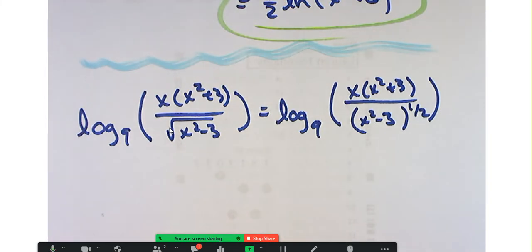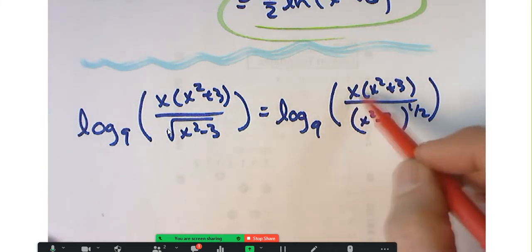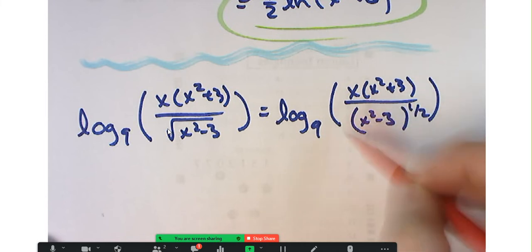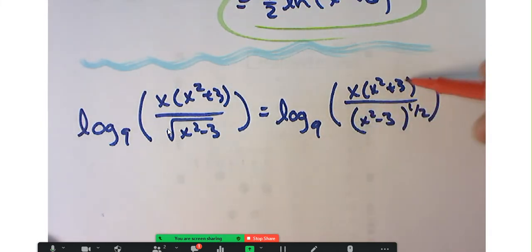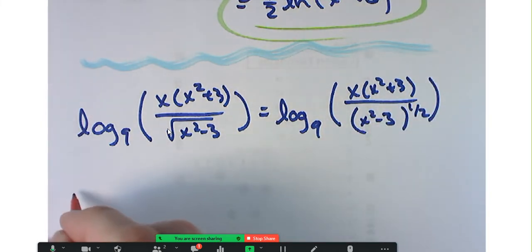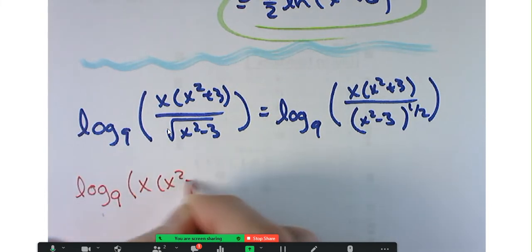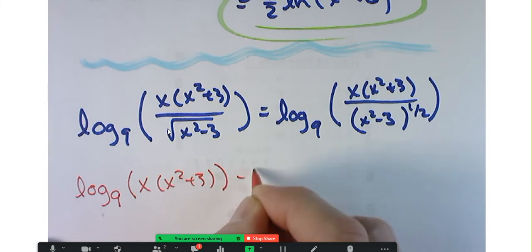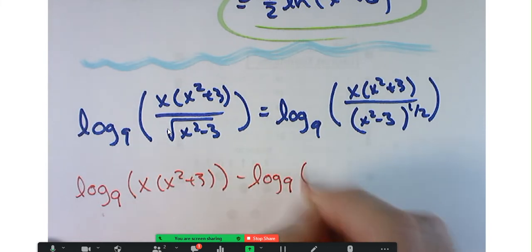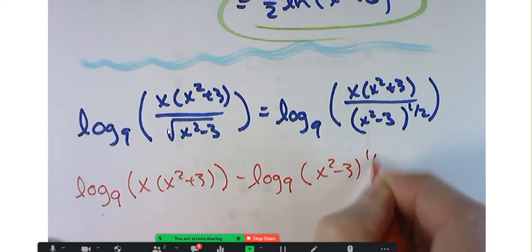Walk me through it. What's the first rule that I should use for this one? Power, quotient, or product rule? Quotient? Yeah, quotient. You have to use a quotient because this x is not written as the product of the whole thing, so it's just the numerator. You've got something divided by something else. Yeah, we're going to start with the quotient rule. Log base 9 of the numerator, x times x squared plus 3, minus log base 9 of the denominator, x squared minus 3 to the 1/2.